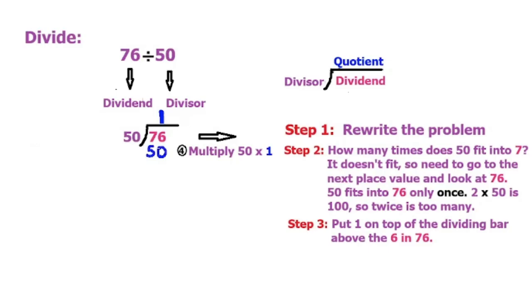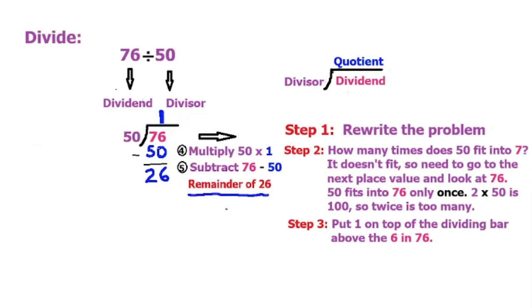Then the next thing to do is we subtract 76 minus 50. So let's do that. We just subtract now, and we'll put the line here, and we put a subtraction. 6 minus 0 is 6, and then 7 minus 5 is 2. So our remainder is 26. And that's how you do that entire problem.